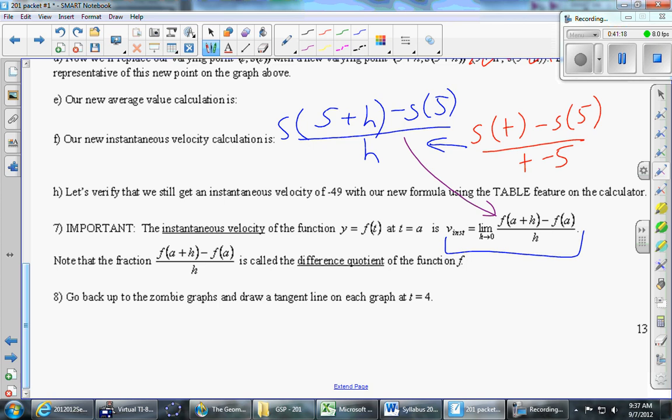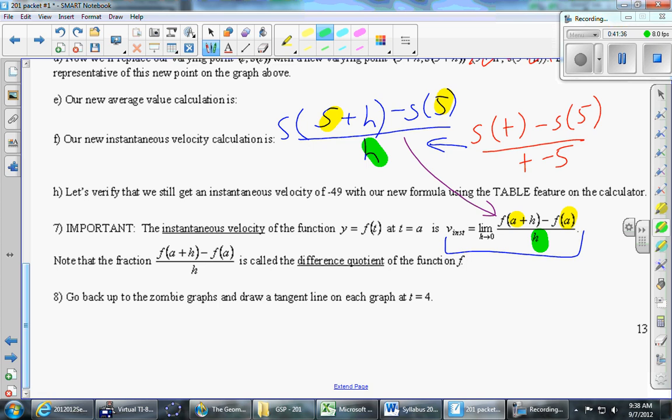And then instead of focusing at 5, I don't always want it to be 5. I'm just going to call it what letter? A. So A is my sort of generic, what moment in time are you focusing on? You see they're all in the same spots. And the H makes sense. It's on the bottom. That's how much time has elapsed.